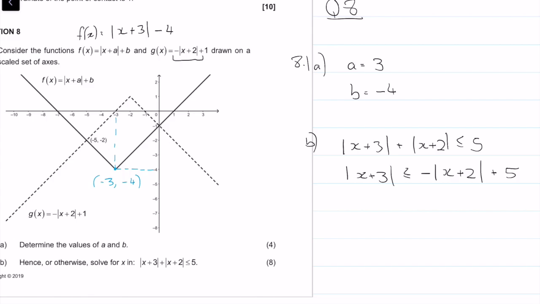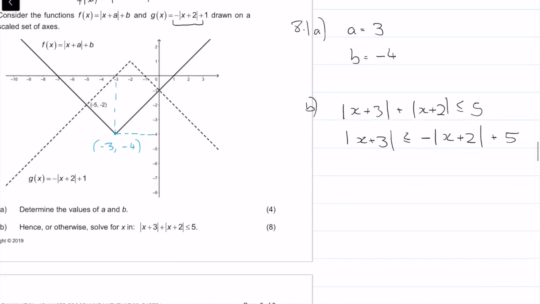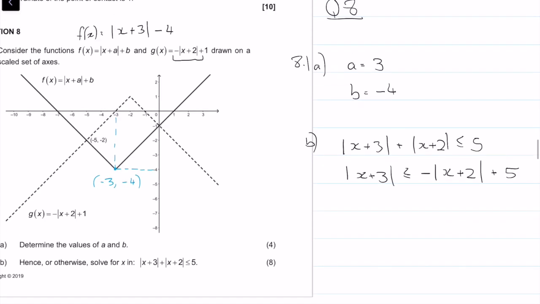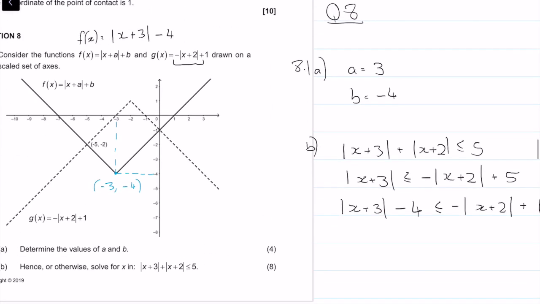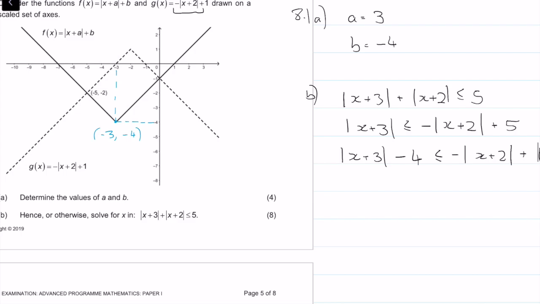Now I've got this part of g of x, but I need a plus 1, and I have a plus 5. So I'm going to take 4 to the left hand side, so the absolute value of x plus 3, minus 4, is less than or equal to minus the absolute value of x plus 2, plus 1. And I've actually managed to get f of x on the left hand side. So basically what I'm looking for is where f of x is less than or equal to g of x.